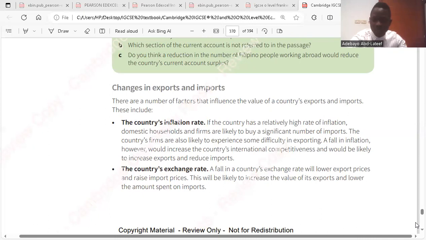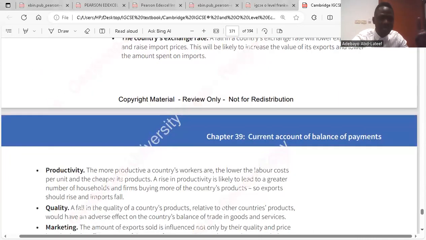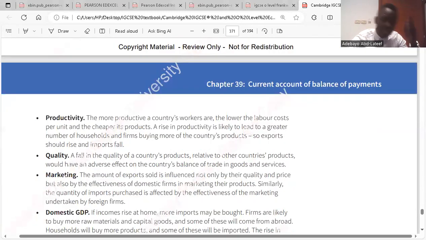So that's about inflation rates, which is a factor that can influence import and export. Exchange rate is a factor that can influence import and export. The third point here is productivity. If productivity increases, a rise in productivity is likely to lead to a greater number of households and firms buying more of the country's products. So export should rise and import will fall.